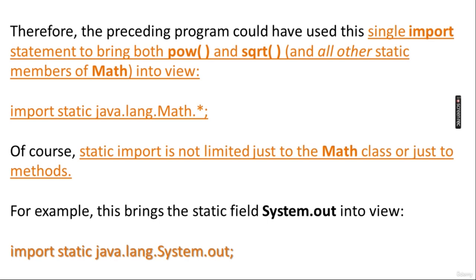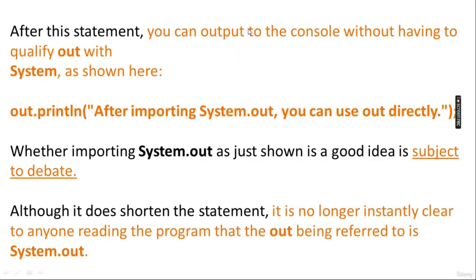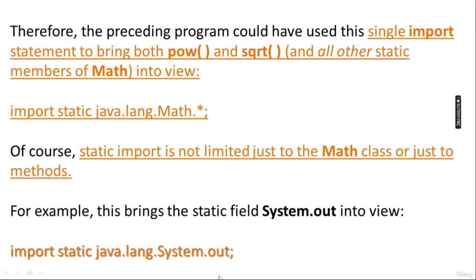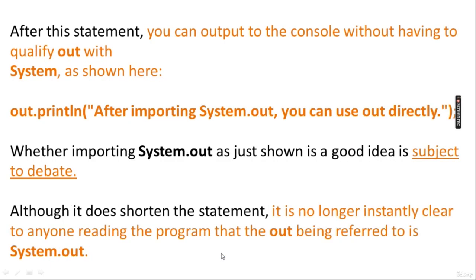Of course, static import is not limited just to the Math class or just to methods. For example, import static java.lang.System.out. After this statement, you can output to the console without having to qualify it with System. After importing System.out, you can use out directly. So out is a static member of class System, and you can directly specify out.println.